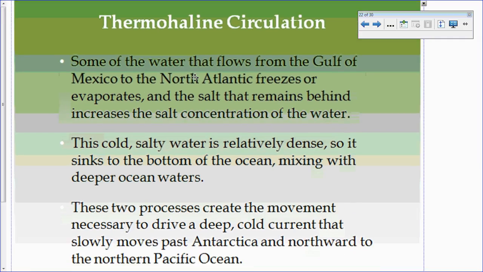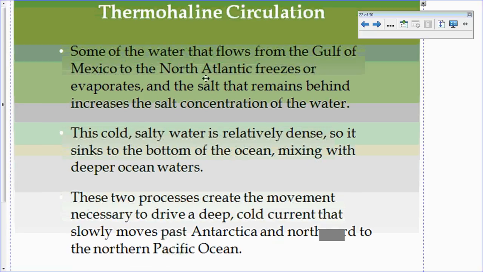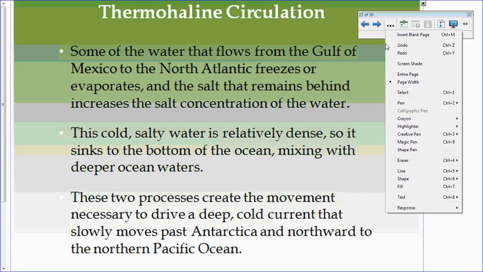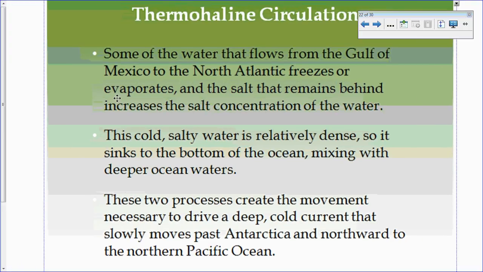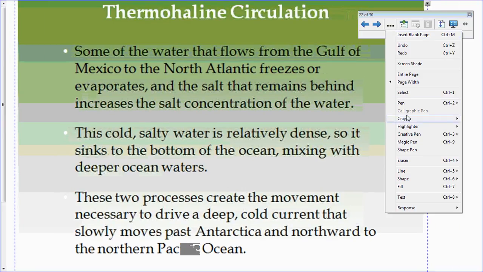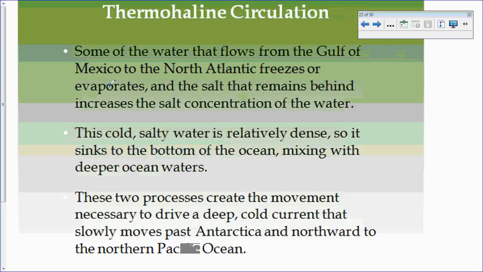Okay? Some of the water that flows from the Gulf of Mexico to the North Atlantic freezes and evaporates, and the salt that remains behind increases the salt concentration of the water. So evaporation is very, very important. And you're going to see here that the evaporation is going to increase the density of water. So the density is going to increase as it evaporates, and it's because the salt is staying behind, right?